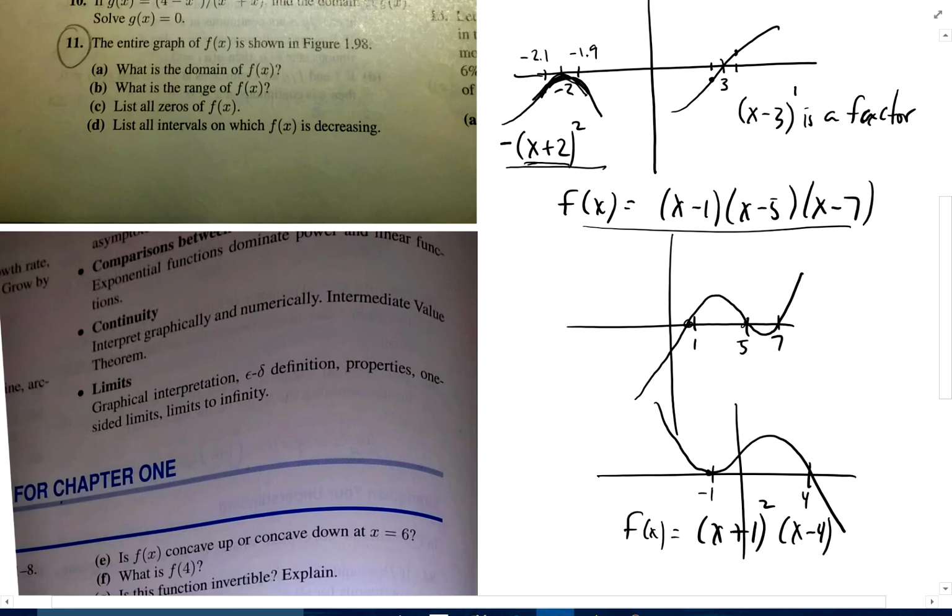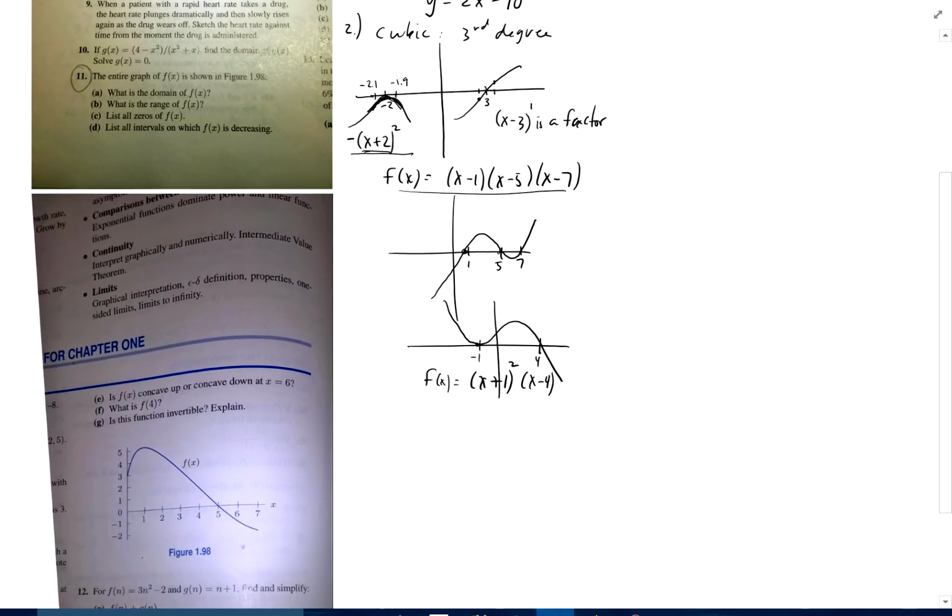11. The entire graph is shown. I'm going to make this smaller so we can see it. The graph, which I put on a different picture here. Sorry about my cheesy pictures. The entire graph is shown on 1.98, which is this graph right down here.